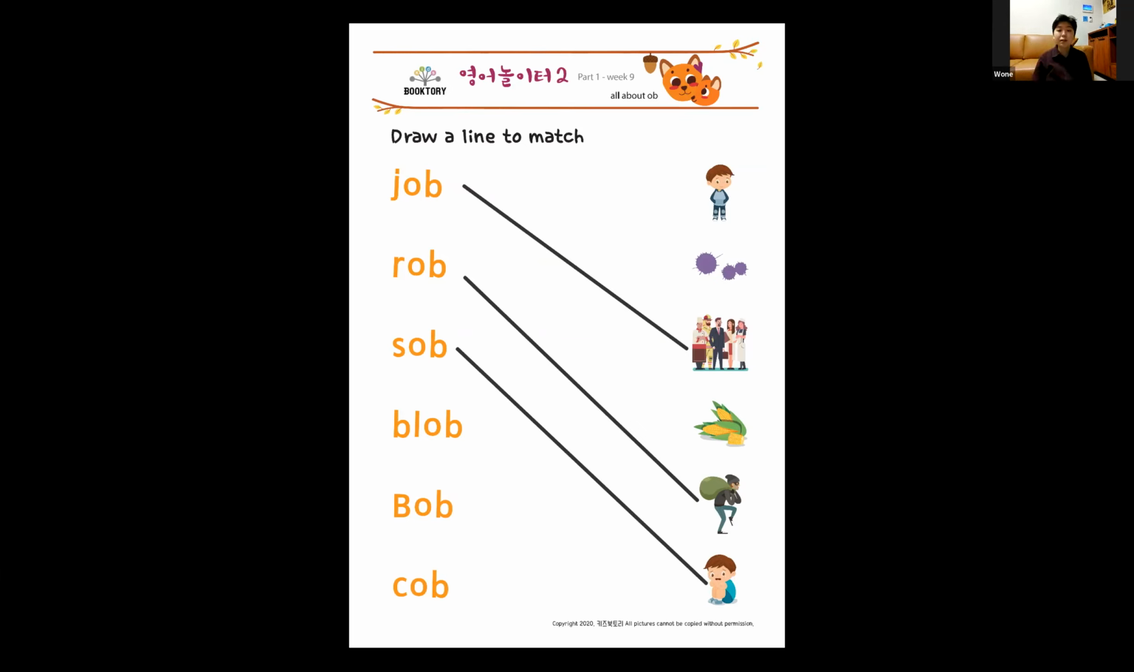The next one is blob. Blob are marks that look like a little bit of dots and circles, right? This is a blob. The next one is our friend's name, Bob. I think this is going to be Bob. His name is Bob. The next one is going to be cob. When you hear cob, you should think of a certain vegetable. I really like this vegetable. Do you like this vegetable? It's going to be corn. This is cob.